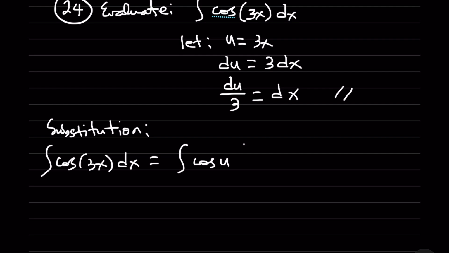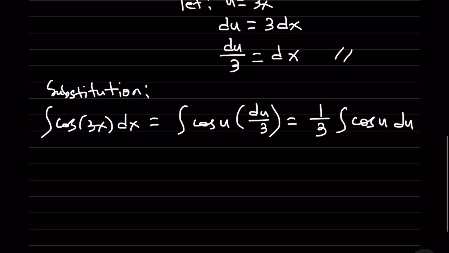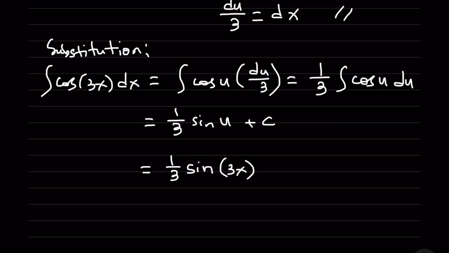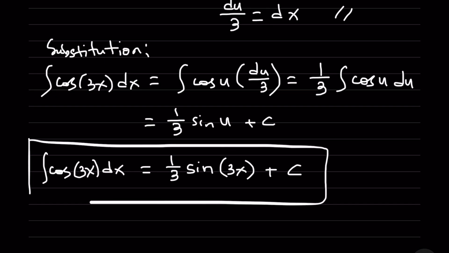So you can write this as the integral of cosine u, and dx is equal to du over 3. So that is equal to 1/3 times the integral of cosine u du. You take note that the integral of a cosine function is the sine function. So the final answer is 1/3 sine 3x plus c.